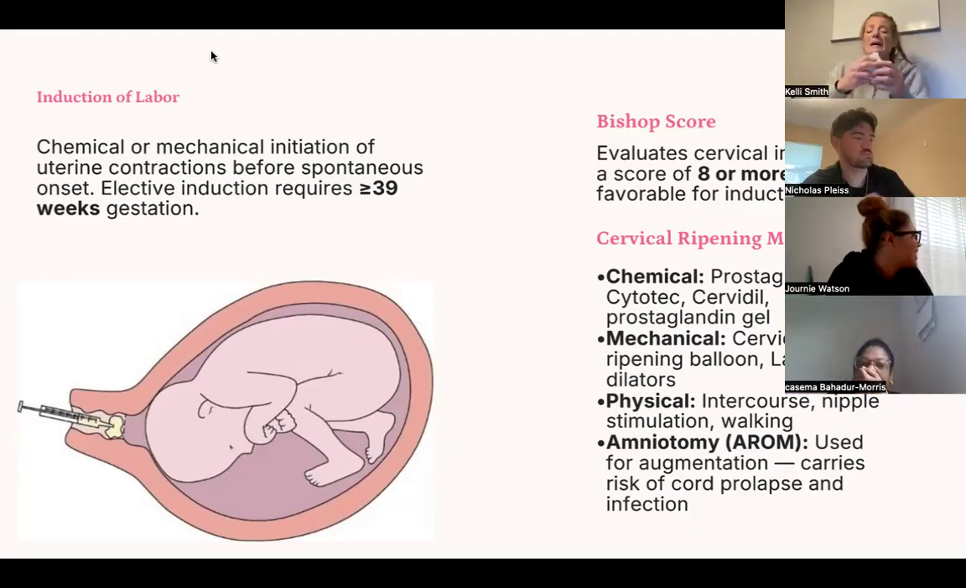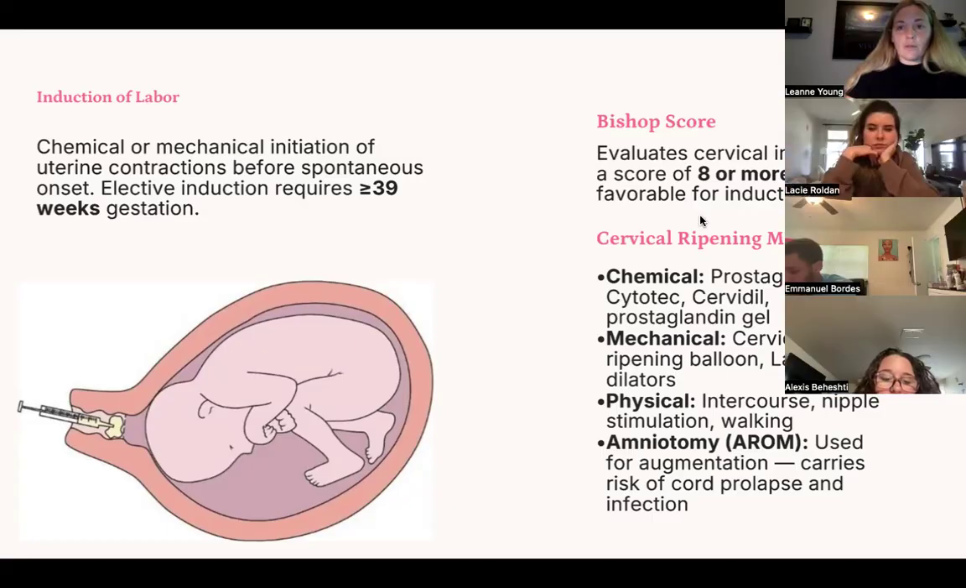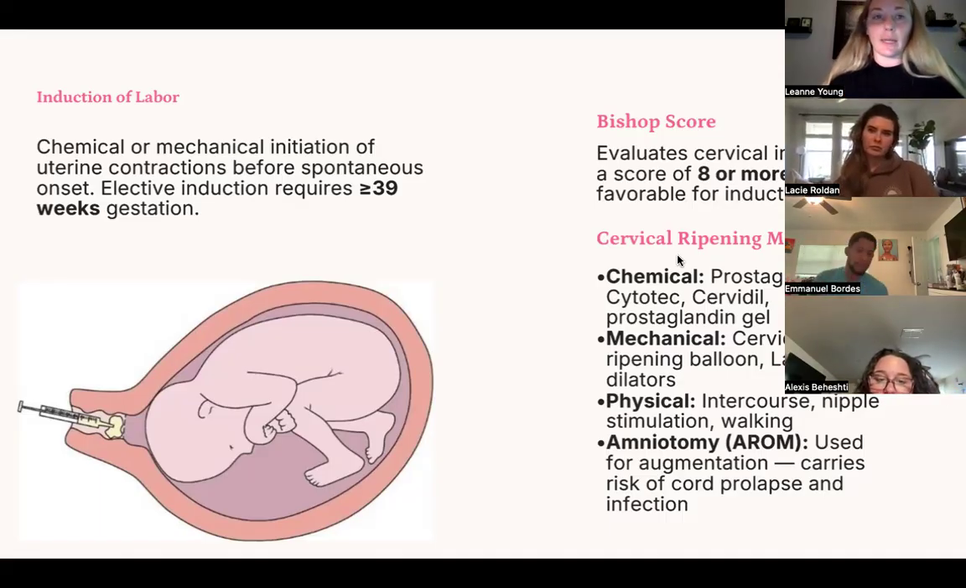All right. So, how are we going to do an induction of labor? What are our methods? Cervical ripening methods is one of the ways that we are going to send a mom into labor or do an induction. From a chemical standpoint, this would be our medications that we're going to give them. The biggest group of medications that we give for an induction would be prostaglandins. Okay, this is Cytotec, Cervidil, prostaglandin gel. What we do is we usually apply these up by the cervix.